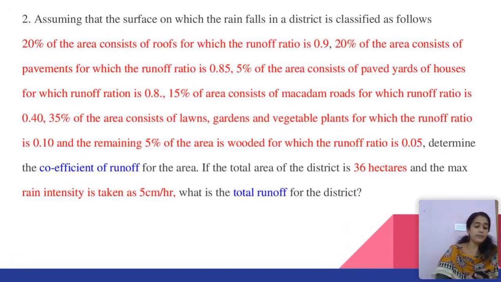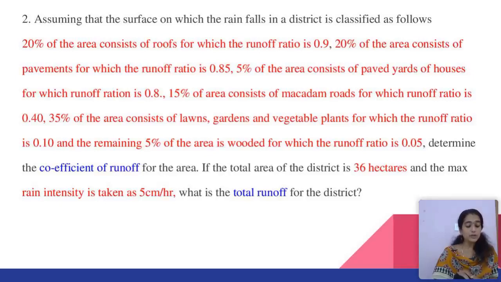Next question. Assuming that the surface on which the rain falls in a district is classified as follows. That is, 20% of the area consists of roofs for which the runoff ratio is 0.9. Then 20% of the area consists of pavements for which the runoff ratio is 0.85.